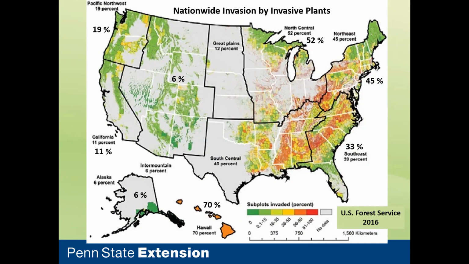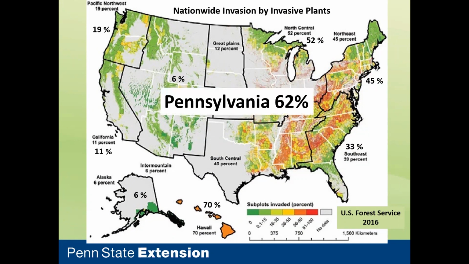So you see, particularly in Pennsylvania and New York, our big woods areas are very green, but then you move into the more populated areas, the more fragmented wood lots, the more disturbance that you have, the more people that you tend to have, you see a much higher invasion potential. Pennsylvania's woods are 62% invaded based on this data.